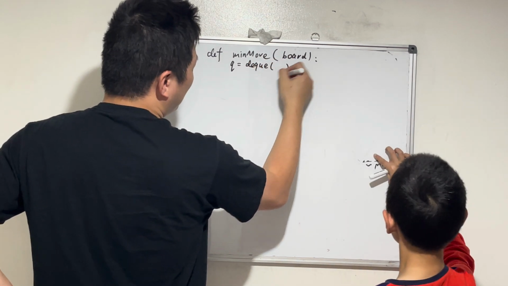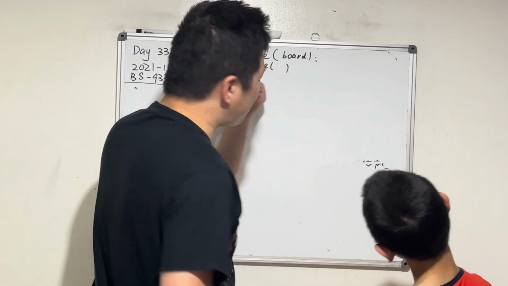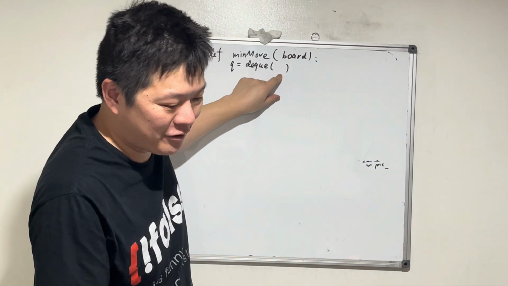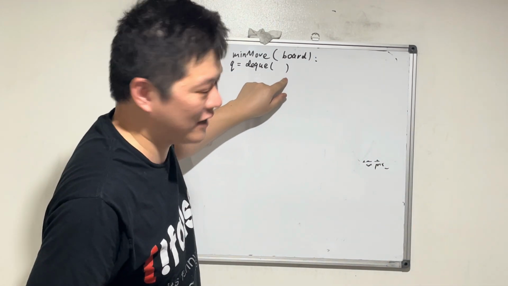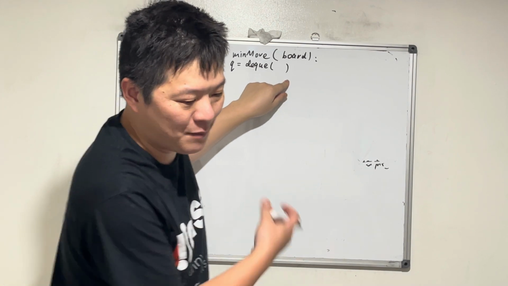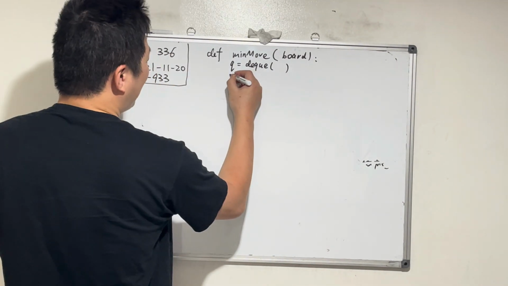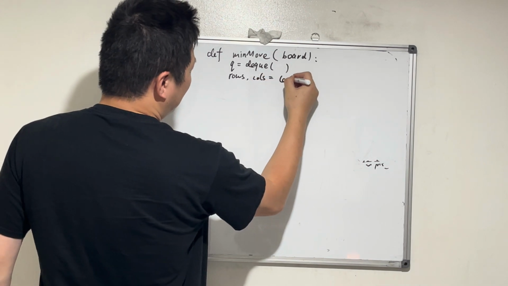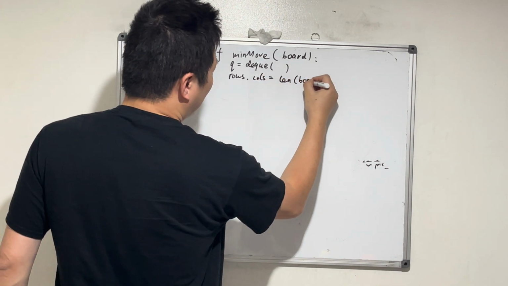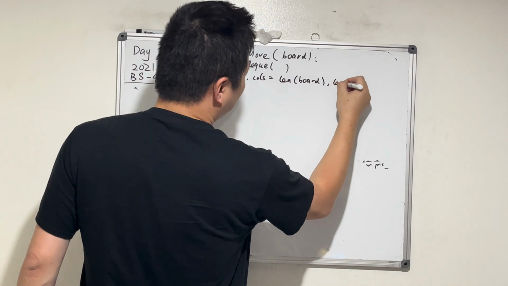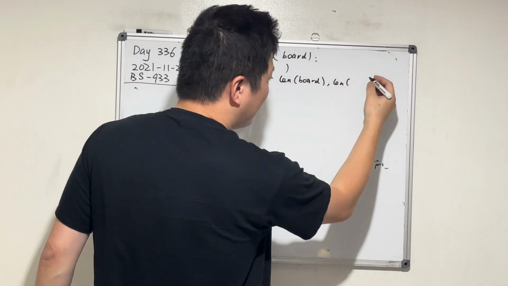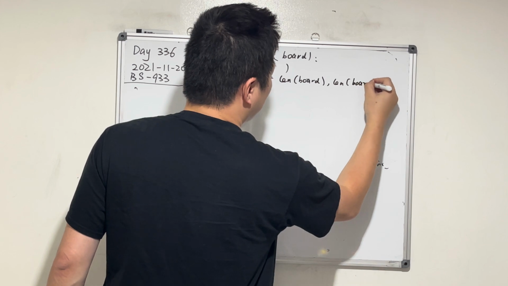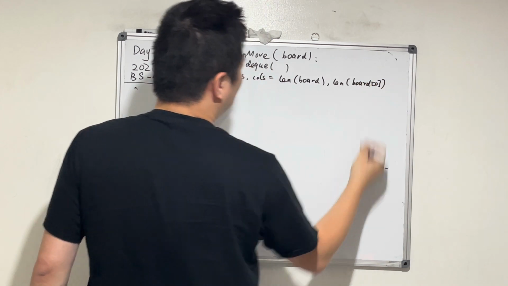We use a deque, but we are not sure what to put. Usually you put a root in a binary tree, right? But we are not sure what to put here, so let's just initialize with nothing. So it's an empty queue. Now let's say rows, columns is we just get the dimension of the board, the number of rows and the number of columns. Got it?